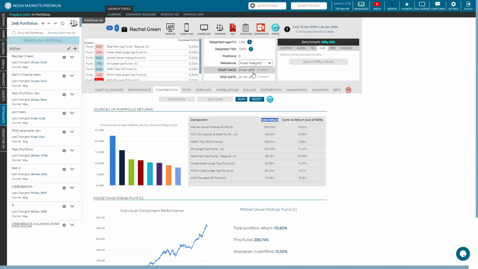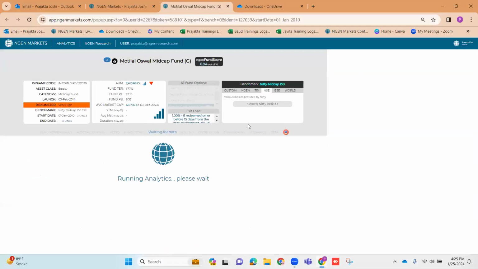So in this 5-year period, let's say instead of having a portfolio of 8 funds, you had only Motilal Oswal Mid Cap Fund in your portfolio. So your portfolio has only one fund. Then your portfolio return would have been 206%. Why? Because Motilal Oswal Mid Cap Fund's return for the last 5 years is 206%. And you can even cross verify this. You simply click on this particular fund. It gets opened in a new tab like this.